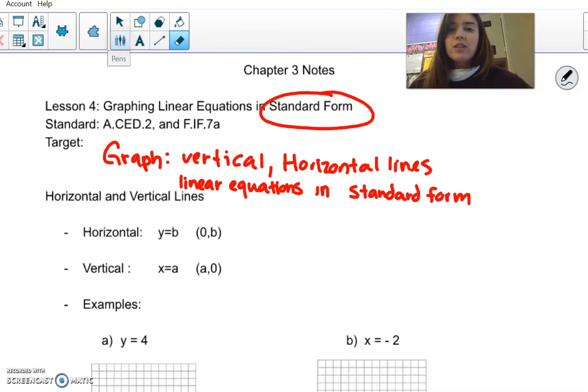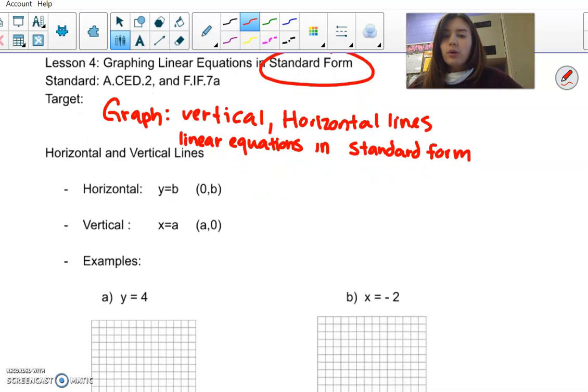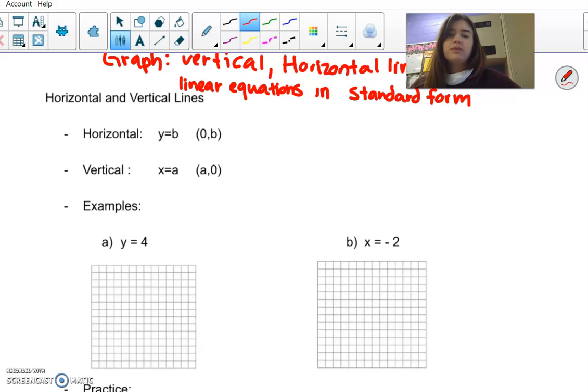Alright, we're going to do lesson 4. So lesson 4 is all about graphing linear equations in standard form. We're going to talk about vertical lines, horizontal lines, and linear equations in standard form. So first, let's start out with our horizontal and vertical lines.